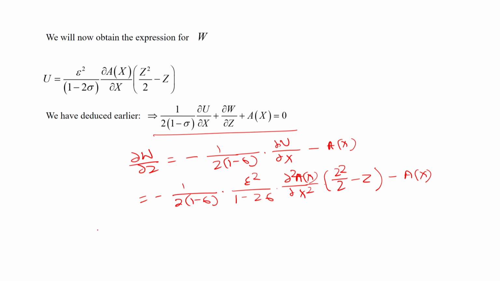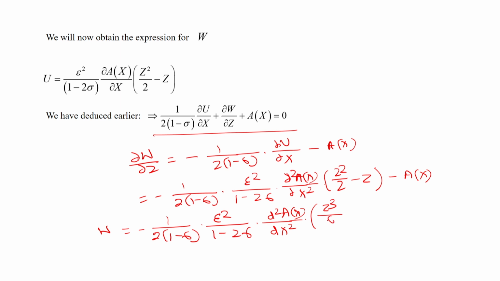So, then w we can integrate now with respect to z. So, I will get here 1 by 2 into (1 minus sigma) into epsilon square by (1 minus 2 sigma) into d square a of x by dx square into, if we integrate it, z cube by 3, so it is 6 here, minus z square by 2, and minus a of x into z plus, say, c of x, or some quantity like that.